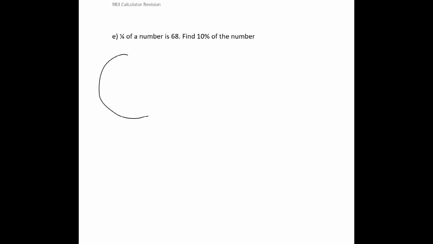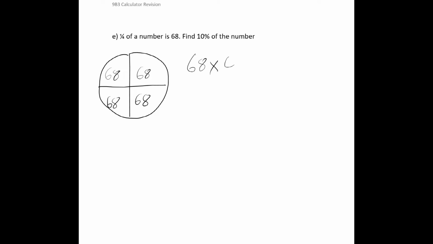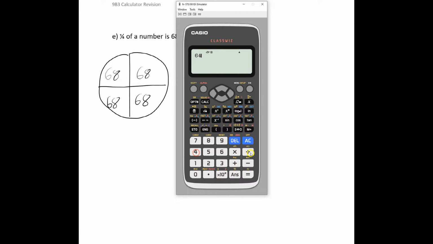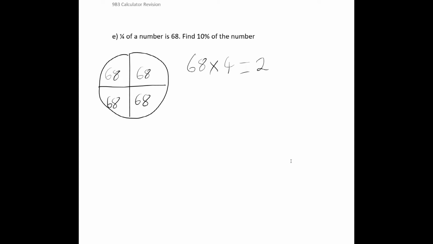Here is the answer. Once again, we're told that 1/4 of a number is 68. So I can say I've got a pizza cut into 4 equal slices. Each slice is worth 68. So to get what the whole pizza's worth, I need to do 68 times 4, which is going to be about 356 or something like that. No, 332. No, 272. I'm way off today. That's 272. So what I'm going to do now is find 10% of that by doing 0.1 times 272, which is 27.2. And that will be my answer.